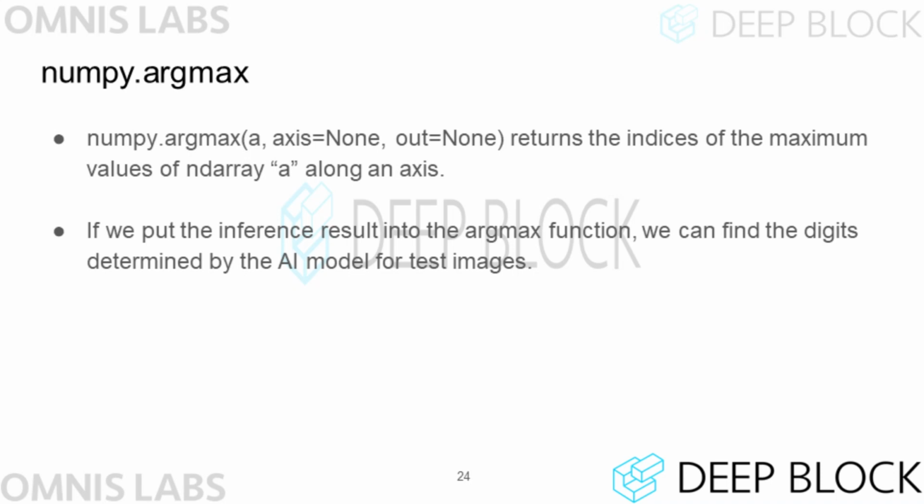However, our goal is to know which number is written in each image. Fortunately, the index of the highest number among the 10 numbers in the return value ND array of the model is the number information we're looking for. Therefore, it is necessary to find out at which index the highest number exists in the returned ND array, and NumPy provides a function, argmax, that returns this index. Therefore, if you put the return value of model.predict into the argmax function, you can check the inference result of the model with the return value of argmax.